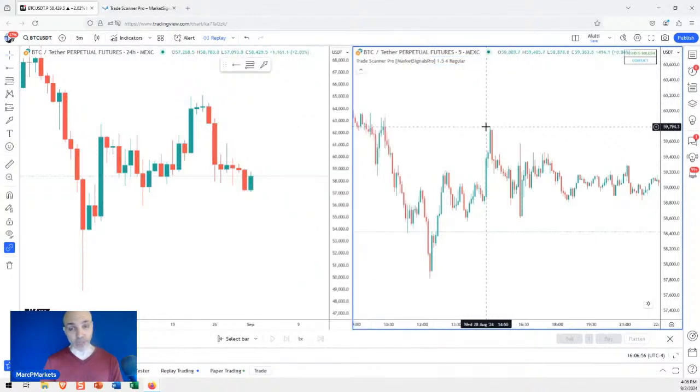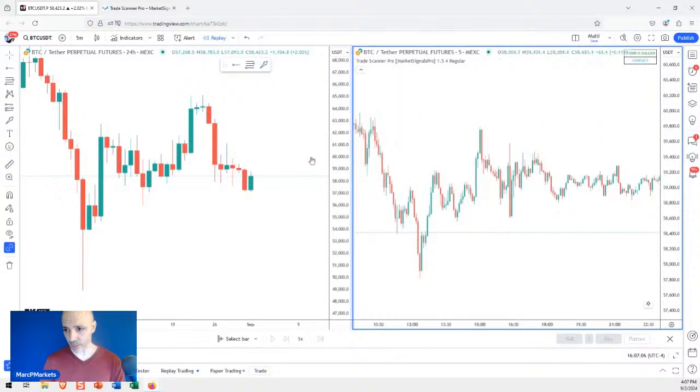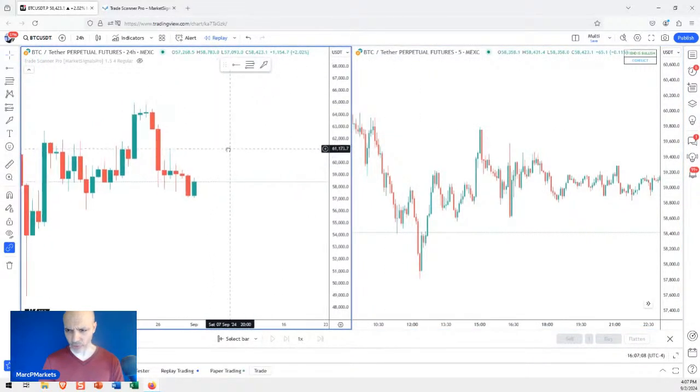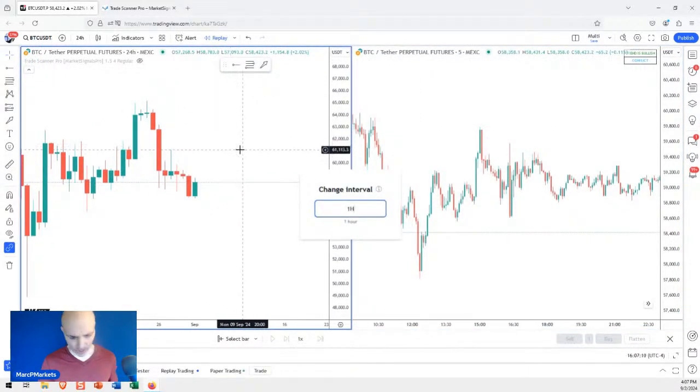All right, the trade scanner defines your risk and your reward particular to the time frame you're on. So let me explain. Let me show you now how that works. Let's jump over to the Trade Scanner Pro. I'm going to jump over to the 1-hour chart over here.